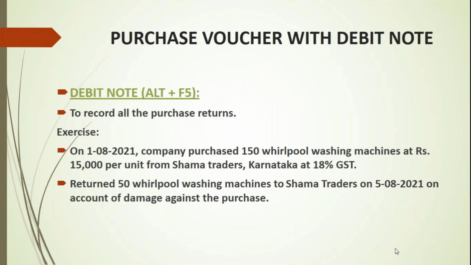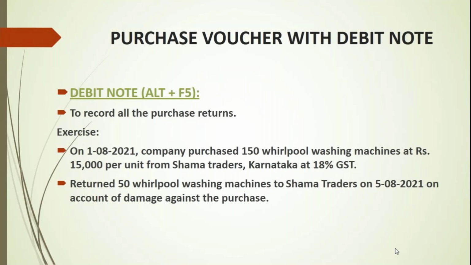So, here I've given a small transaction. On 1st of August, the company purchased 150 Whirlpool washing machines at 15,000 per unit from Shama Traders, Karnataka at 18% GST. So the company purchased 150 Whirlpool washing machines from Shama Traders. When? On 1st of August.